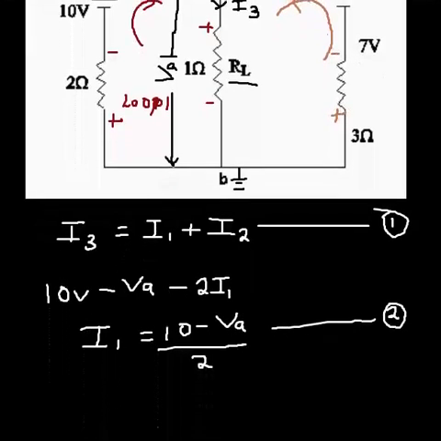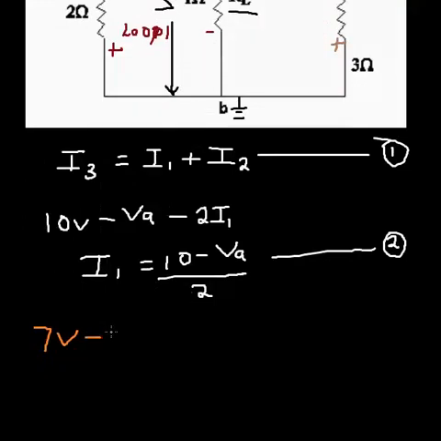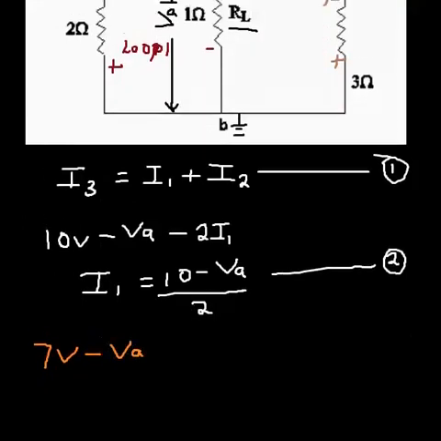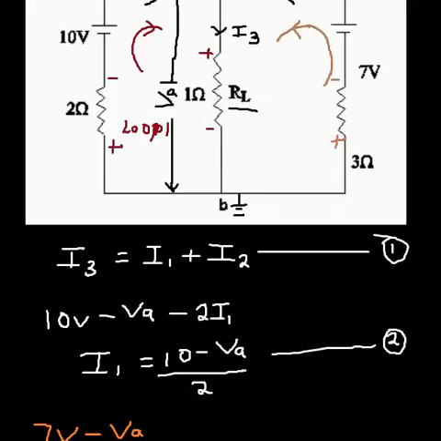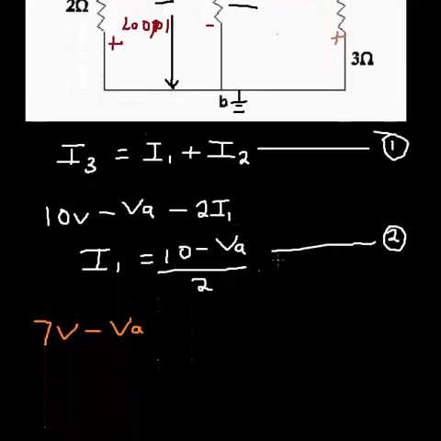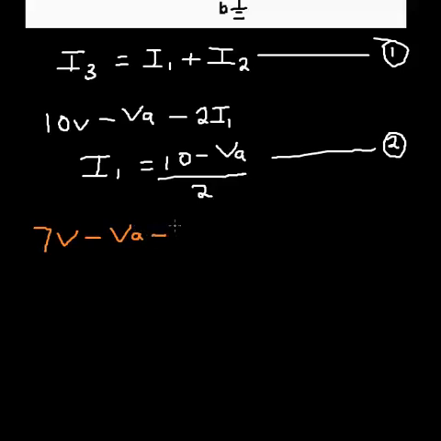So let's do justice to that. Let me use a different color this time around. I'm going to have plus 7 volts, then of course minus VA. Go through again, minus VA, and go through again, minus the current through this 3 ohm resistor. The current through this 3 ohm resistor is the source current I2. So that's 3I2, so that's going to be minus 3I2.